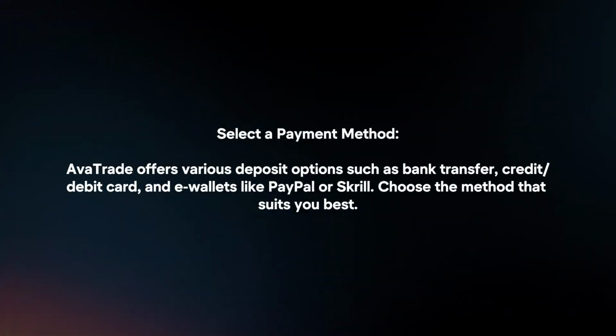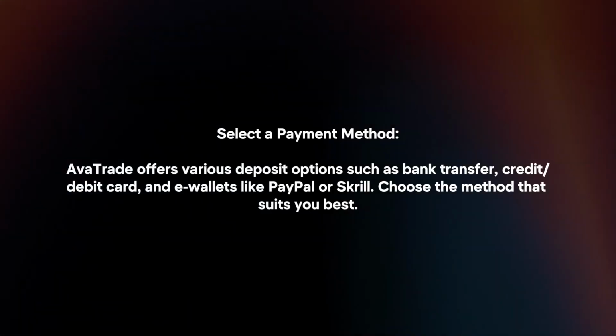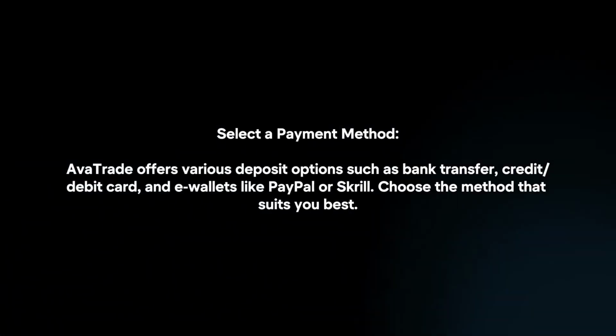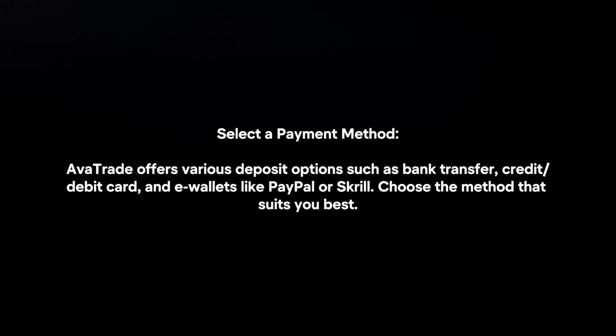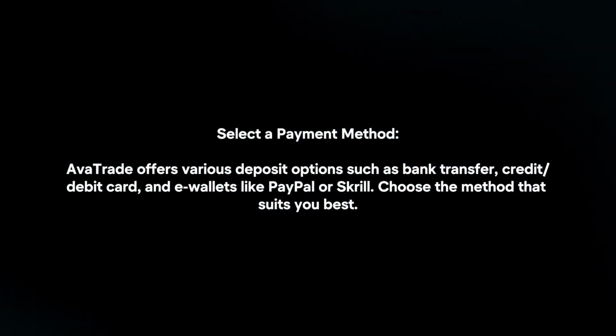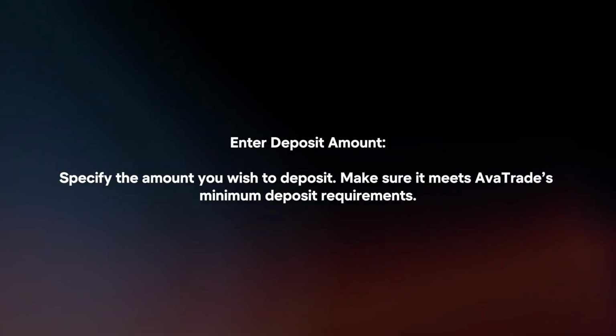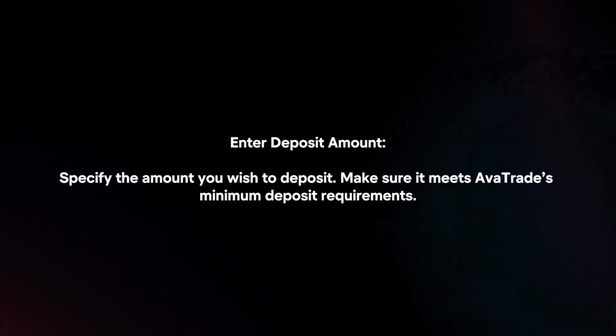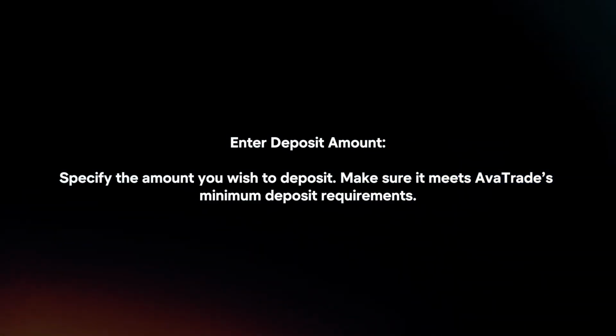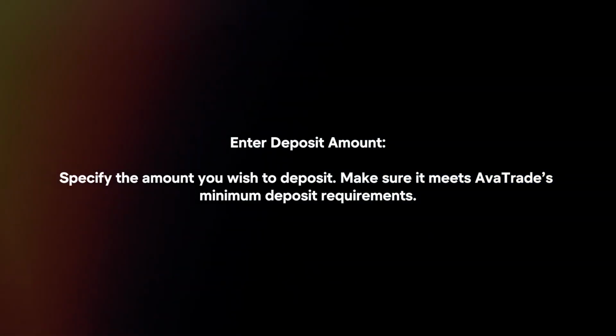Select the payment method. Avatrade offers various deposit options such as bank transfer, credit or debit card, and e-wallets like PayPal or Skrill. Choose the method that suits you best. Enter deposit amount. Specify the amount you wish to deposit. Make sure it meets Avatrade's minimum deposit requirements.